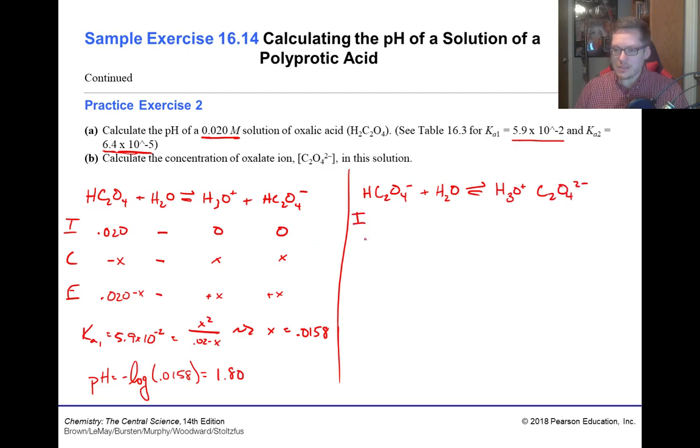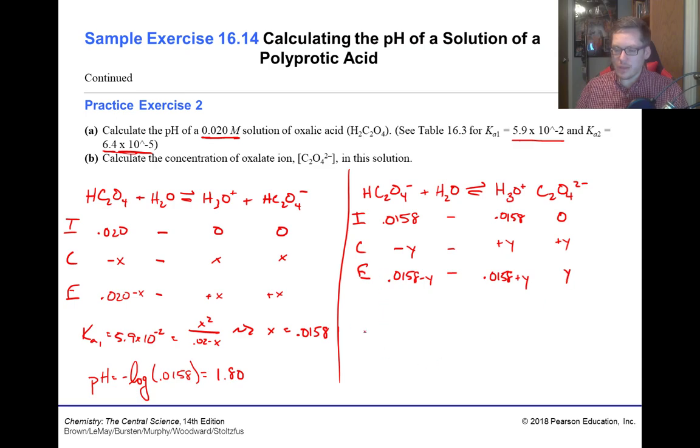All right, we get another ICE table. Now remember, the initial concentration is going to be whatever our equilibrium concentration of the bioxalate was. So that's our x value, 0.0158 here. The water still doesn't participate in our equilibrium. Our hydronium initial concentration is going to be what we calculated here as well, because these two things were made at the same time. Then we're going to have 0 of the oxalate to start, which means we're going to lose some amount of the bioxalate. So this will be 0.0158 minus y, then plus y, and then 0.0158 plus y, and then y.